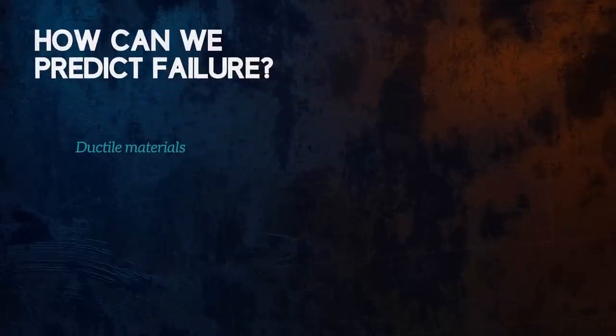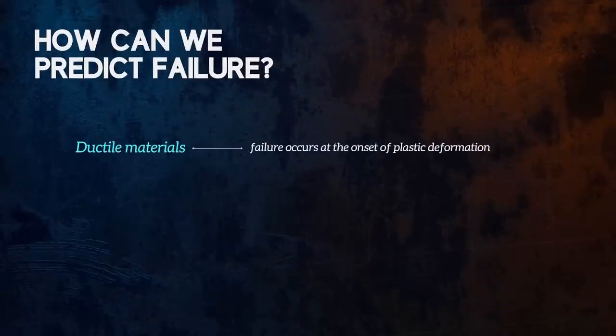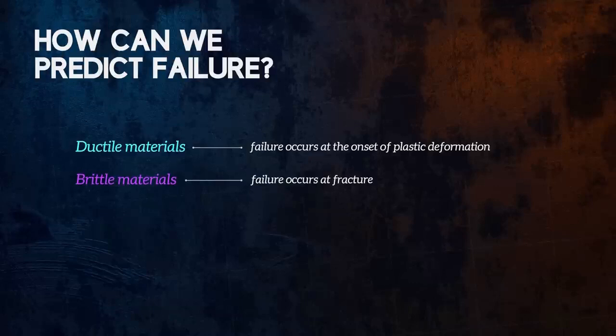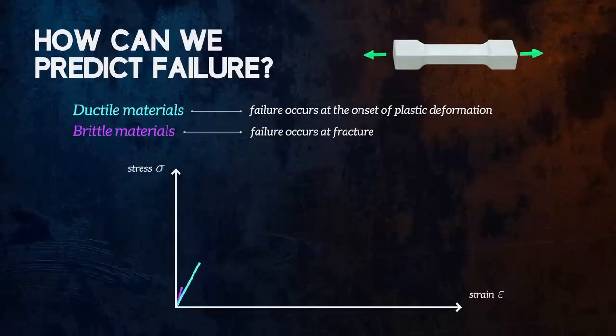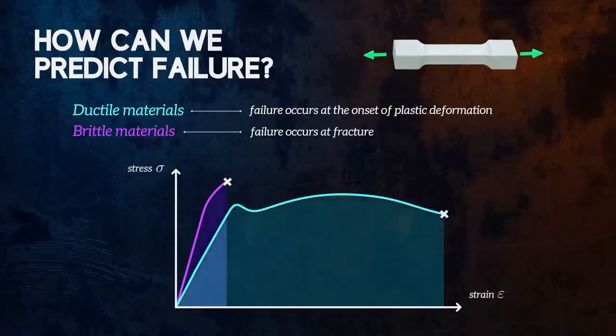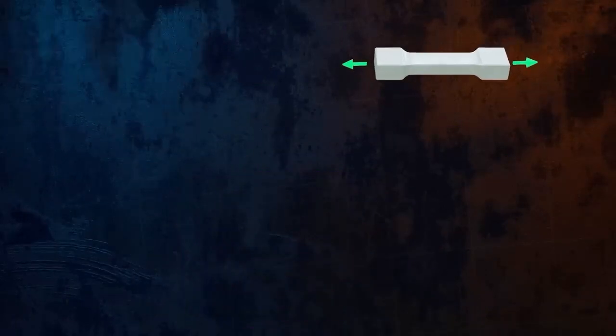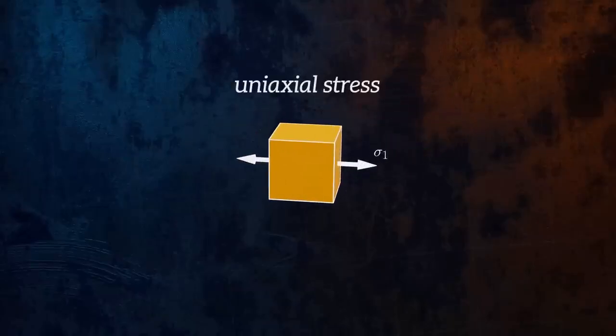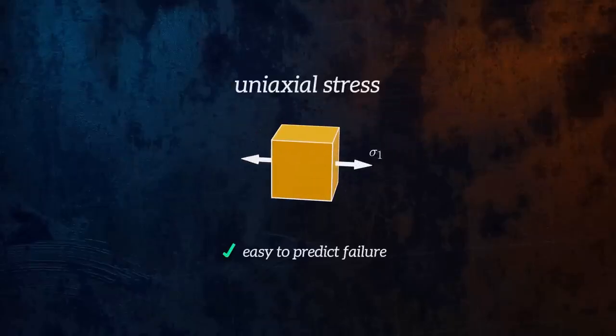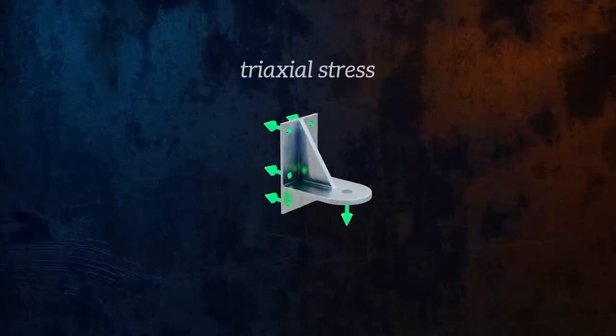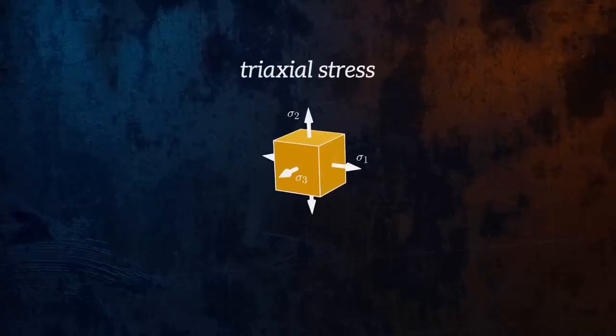For ductile materials, failure is usually considered to occur at the onset of plastic deformation, and for brittle materials, it occurs at fracture. These points are easy to define for a uniaxial stress state, like a tensile test. They occur when the normal stress in the object reaches the yield strength of the material for ductile materials, and the ultimate strength for brittle materials. But for a more complex case of triaxial stress, predicting failure is much less straightforward.